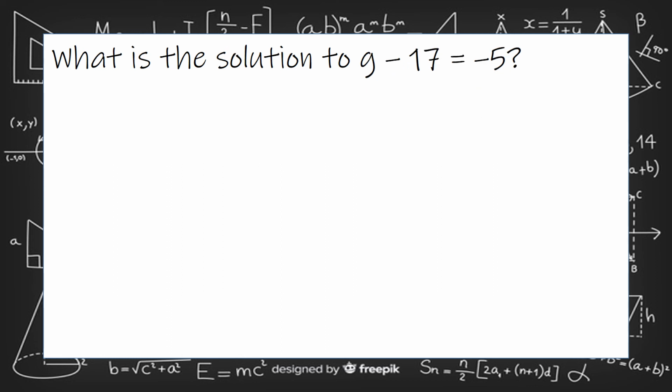g minus 17 equals negative 5. So I'm going to draw my river. And I've got g minus 17. Well, that g wants everybody to go away. So it is a subtraction. g subtracts 17, so we're going to add 17 to get everything to go away. It wants to be on the left side of the line by itself. So they create that 0 pair, and g is left alone. And on the right, negative 5 plus 17 gives me a positive 12.